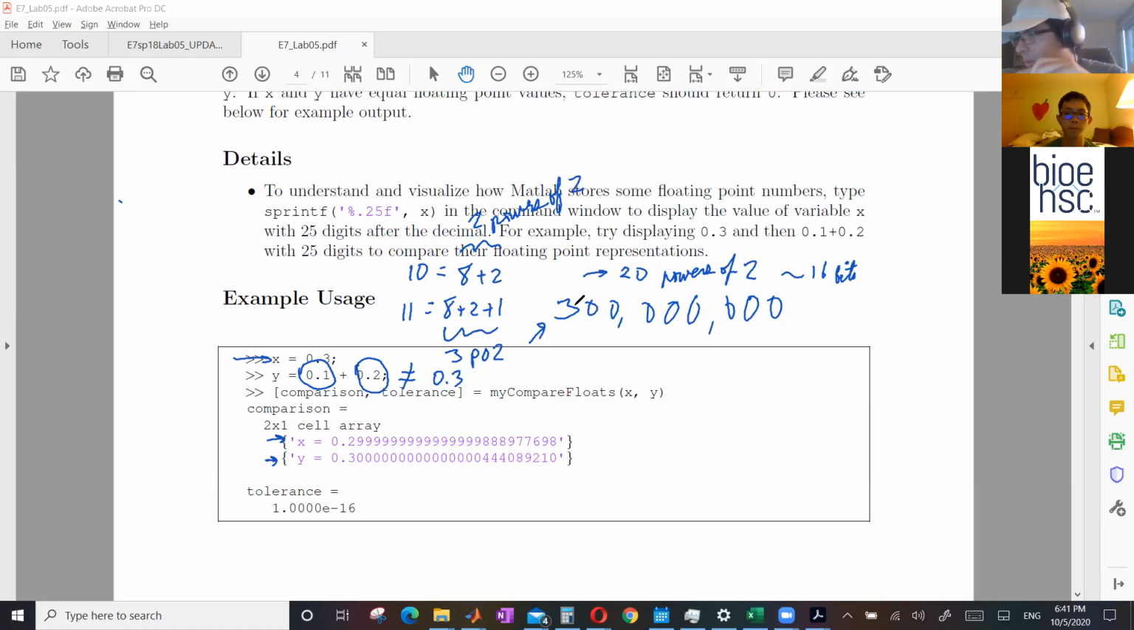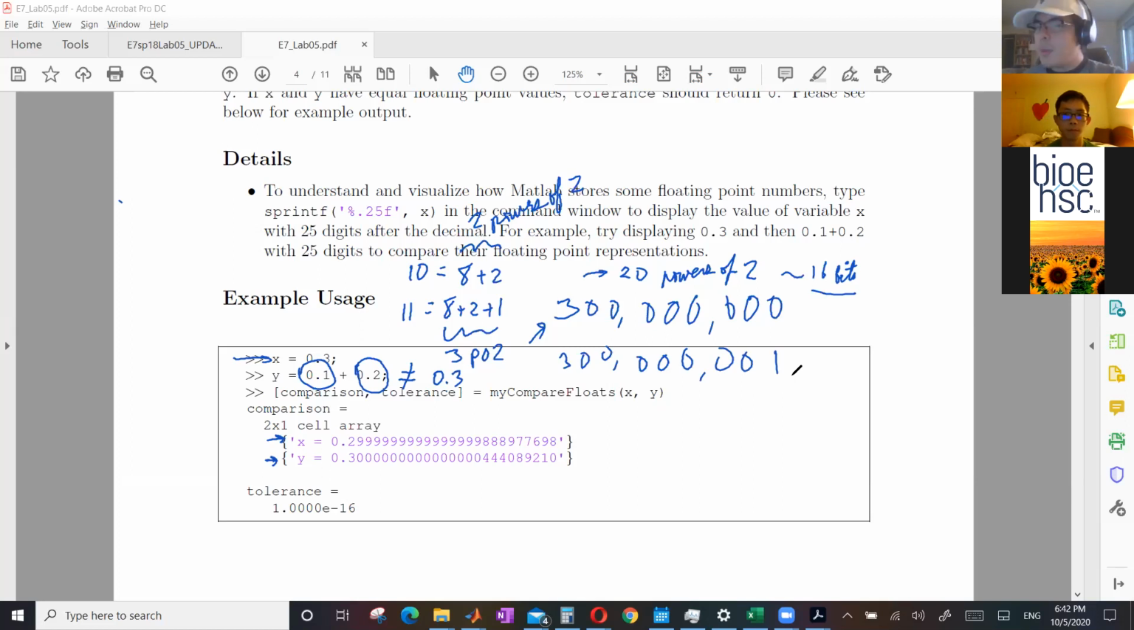There's 30 million in binary, it's more than 16. So the computer will just try to approximate it as best as it can with the available memory that it has. But this also means that a computer will see this number and this number as exactly the same. It will not be able to tell the difference because it doesn't have enough precision to tell them apart.